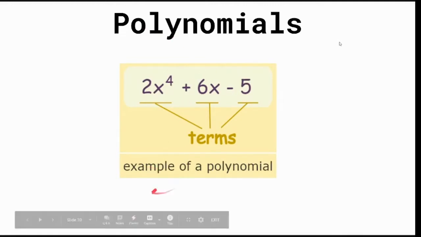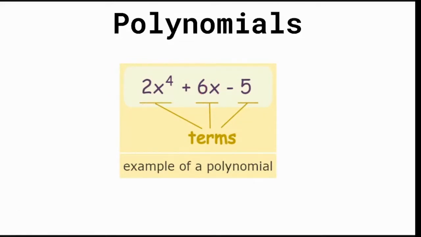This is an example of a polynomial. Polynomials have terms. If you notice, each one of these things is a term. They're separated by subtraction or addition. And a polynomial can only have positive exponents. Right up here, it's x to the fourth. That one's positive. This one is x to the first. It can also have a constant. This one has no x's. You can have a constant.